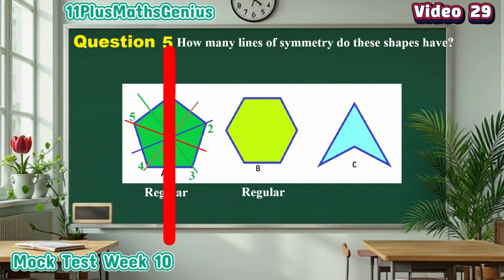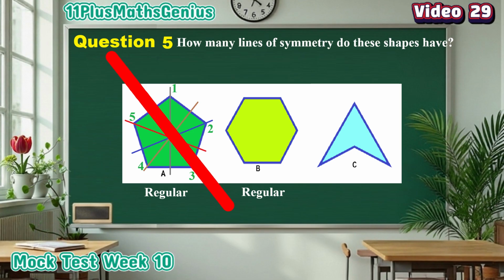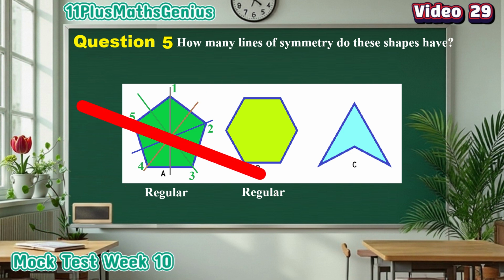Let's look at line 1, and it reflects perfectly. Line 2 reflects perfectly as well. Line 3, that reflects perfectly. Let's look at line 4. That also reflects perfectly. And line 5, same thing. So, shape A has 5 lines of symmetry.